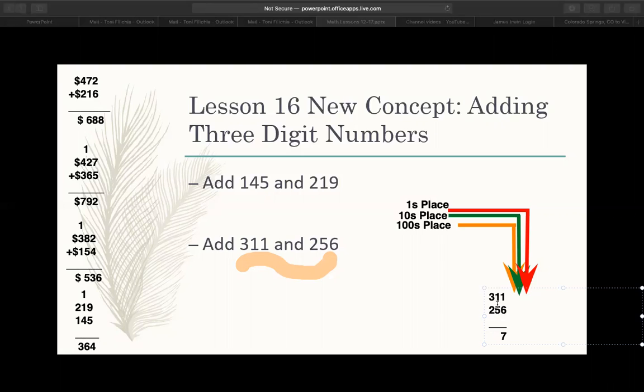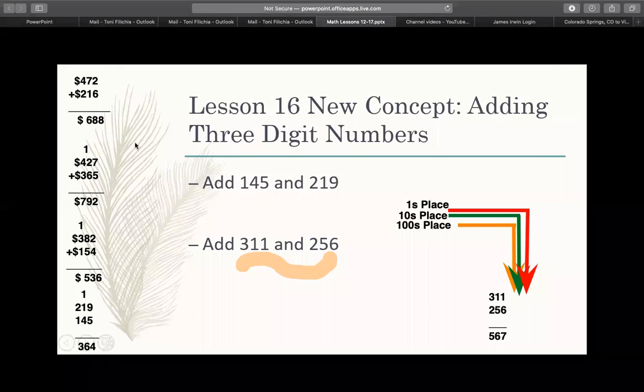Looking at our tens place, what is 1 plus 5? 1 plus 5 is 6. And finally, our hundreds place, what is 3 plus 2? 3 plus 2 is 5. So the sum of 311 plus 256 is 567.